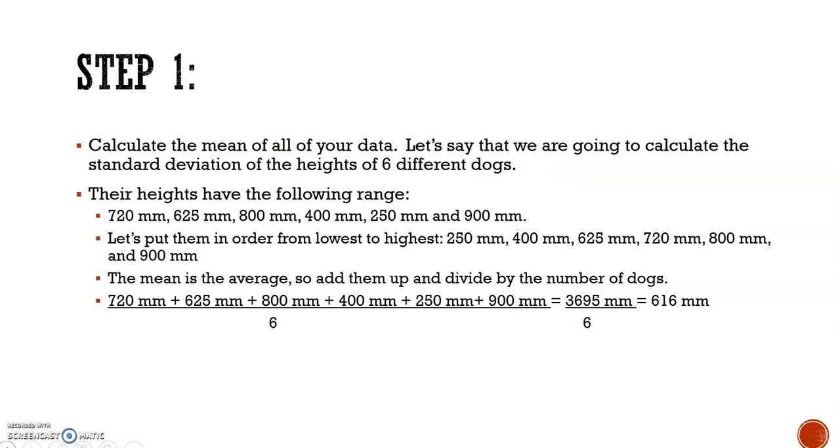In step one, you're going to calculate the mean, or the average, of all your data. Let's say that we're going to calculate the standard deviation of the heights of 6 different dogs. So we have 6 different dogs here, right? We'll put them in order from lowest to highest, from 250 millimeters to 900 millimeters. The mean is the average, so we add them up and divide by the number of dogs. Add them up, we get 3,695 millimeters divided by 6 dogs equals 616 millimeters per dog. All right, we're good? Questions?